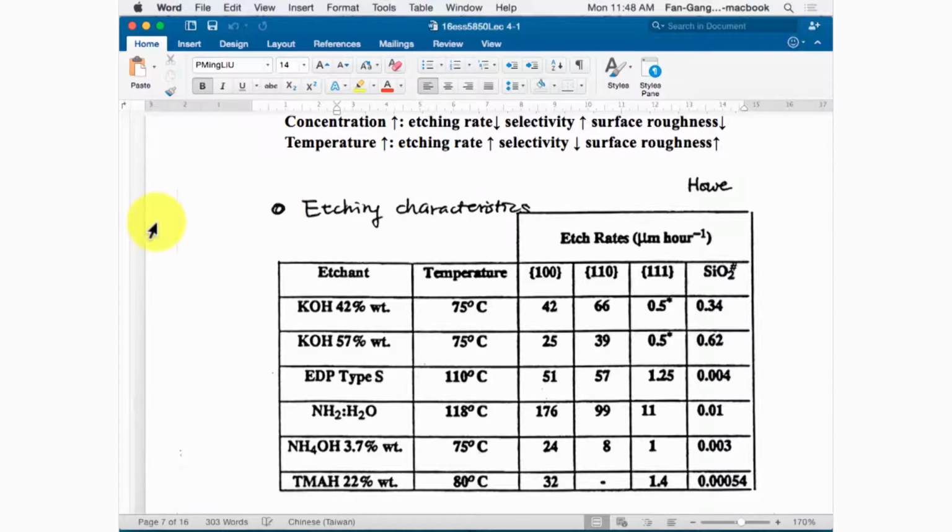Okay, so now we go back to the one we just omitted, the etching agent property, from the different agents. So come back to this one.